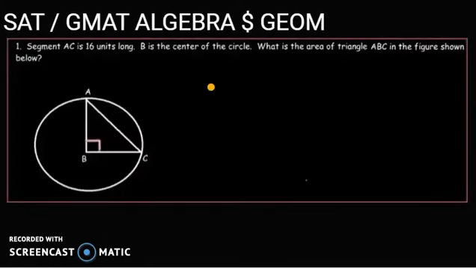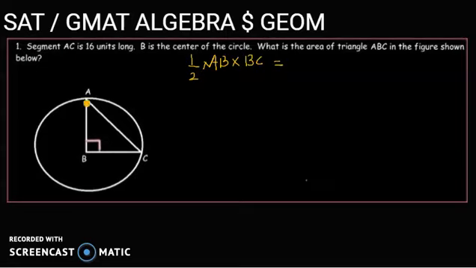Here we have another question. Segment AC is 16 units long. B is the center of the circle. What is the area of the triangle ABC in figure shown? So area of the triangle is half times AB times BC. That means half times base times height.